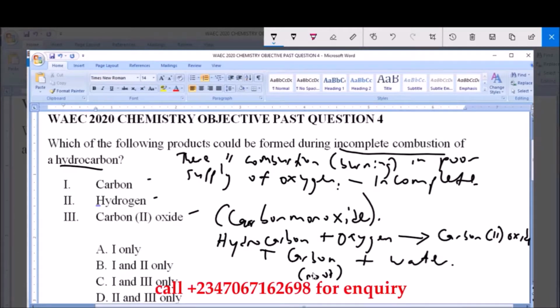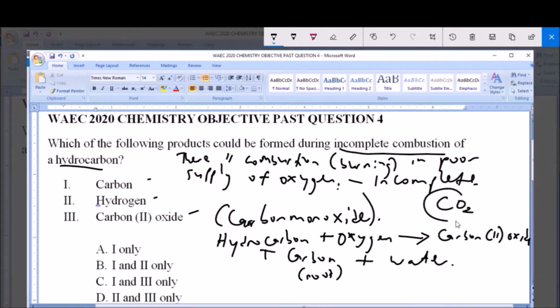The difference between this and complete combustion is that in complete combustion you have CO2, which is carbon(IV) oxide, formed, but in incomplete combustion you have carbon(II) oxide, carbon, and water formed. So among the options, you have carbon, which is I, and carbon(II) oxide, which is III, and I and III only is option C. So option C is the correct answer to this question.